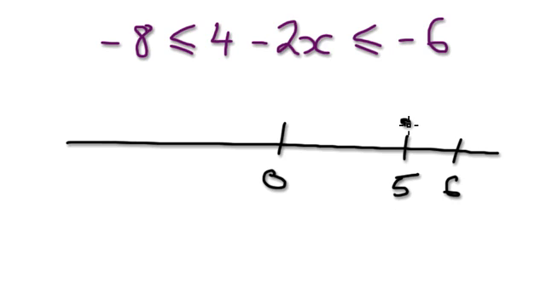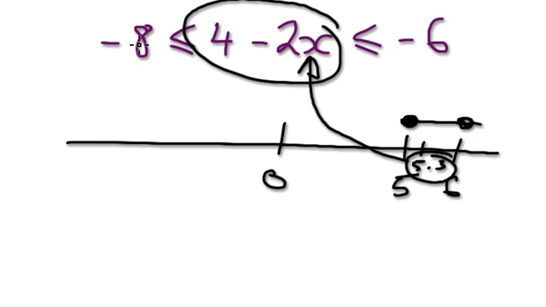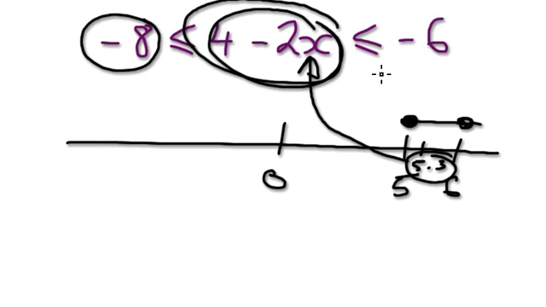So if you choose any value in between this range, 5 and 6, let's say 5.3, and put it into here, then this whole thing here will be bigger or equal to minus 8, but then it will also be less than or equal to minus 6.